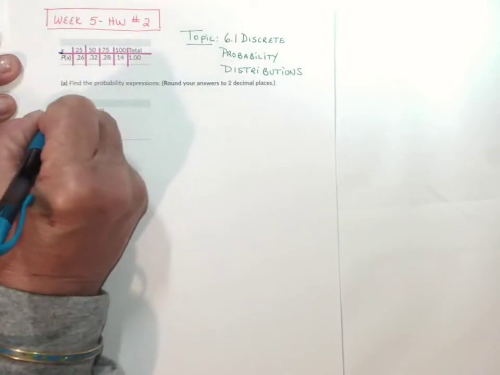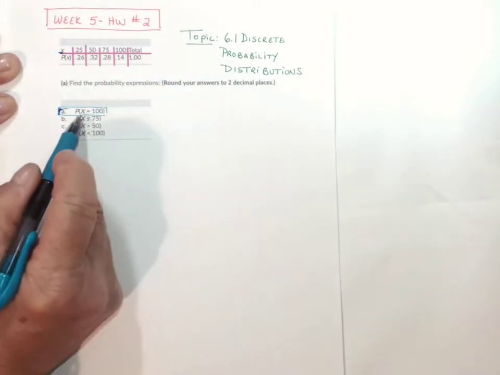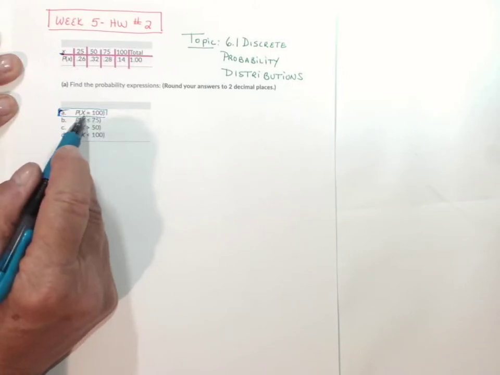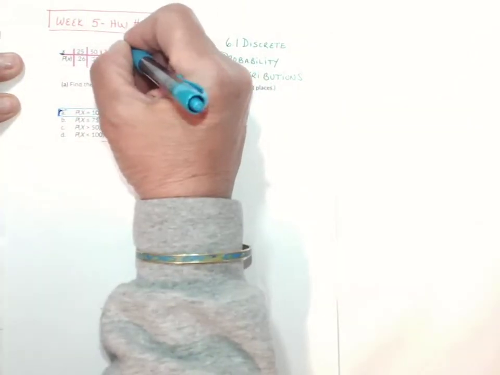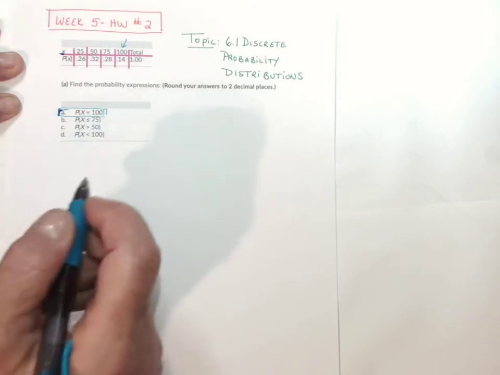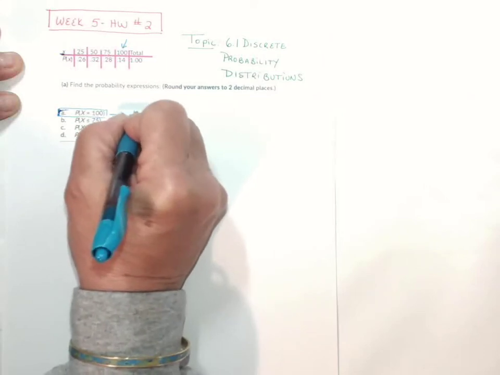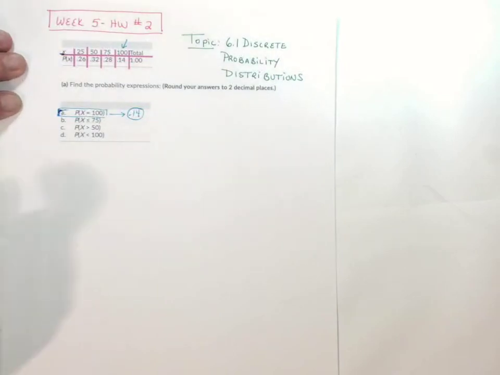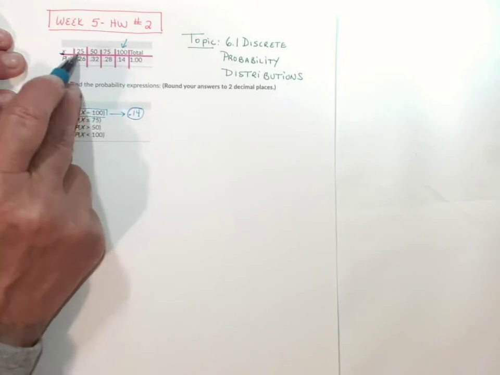So let's look at this first question right here. The probability that x is equal to 100. Here it's saying that exactly what is the probability if x is 100? And that probability is equal to 0.14. So when it's equals, it's looking for a specific value.